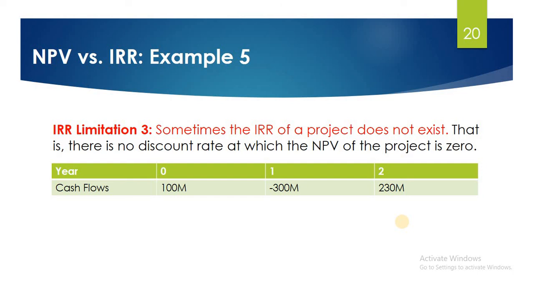So there is no discount rate at which NPV of this project is 0. So you will not be able to find any internal rate of return of this project. So this is another limitation of internal rate of return. For projects like this, sometimes the IRR does not exist.